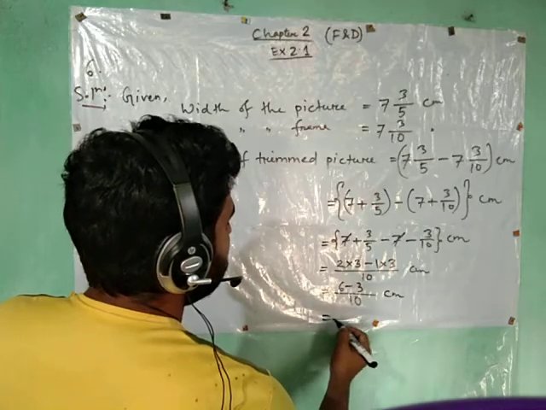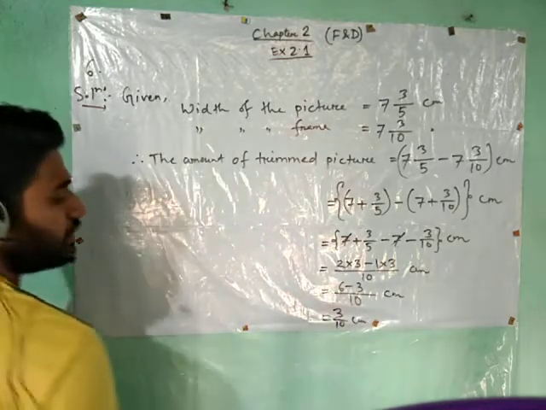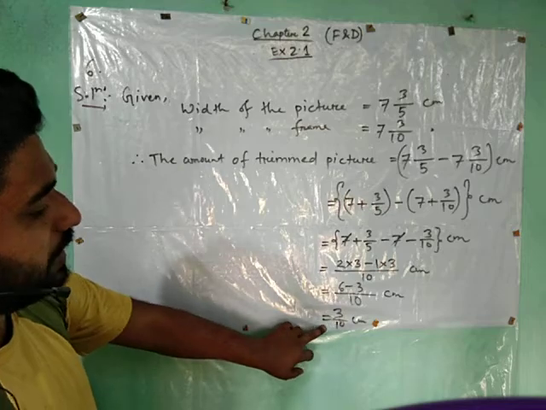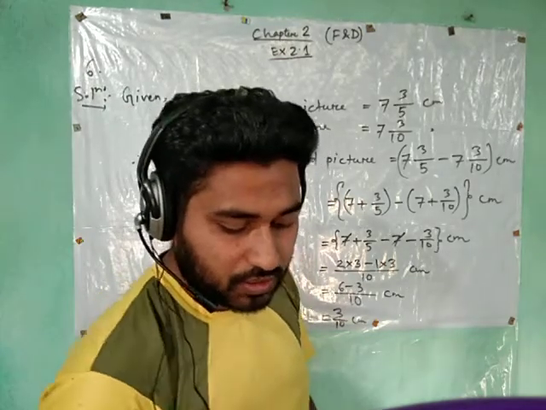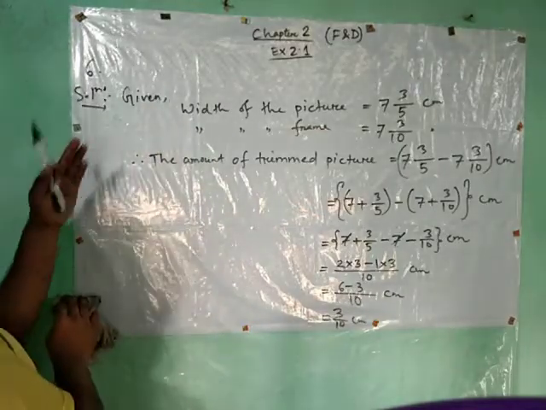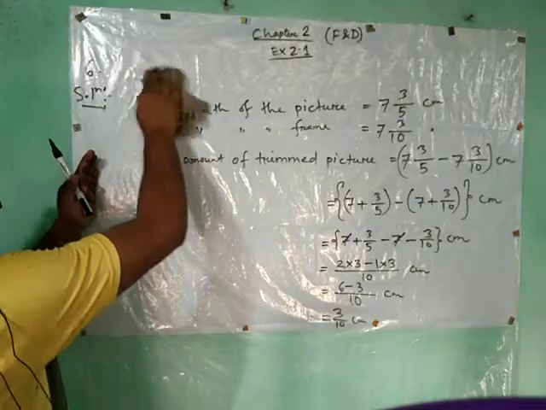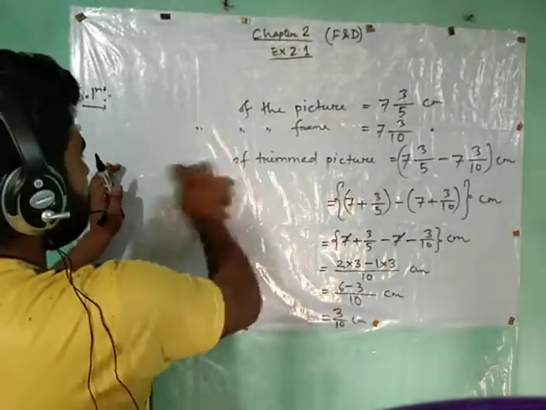And what will be our answer? 3 by 10 centimeter, right? 3 by 10 centimeter. So यही होगा हमारा amount of trimming portion. Okay, I hope you got it. Now you just copy this and I will rub it. Now come to question number 7.